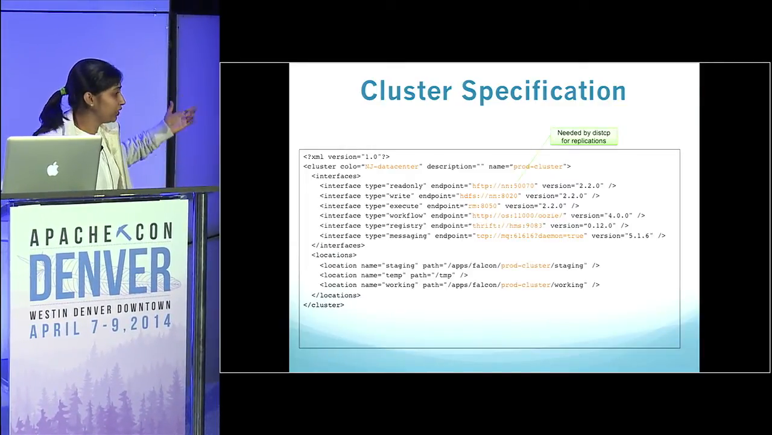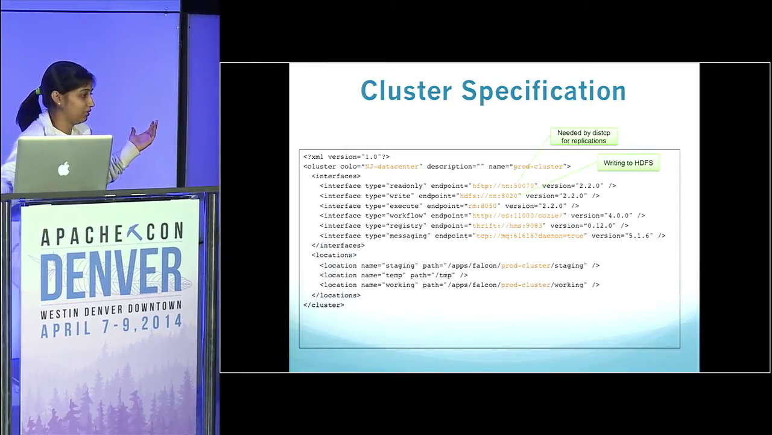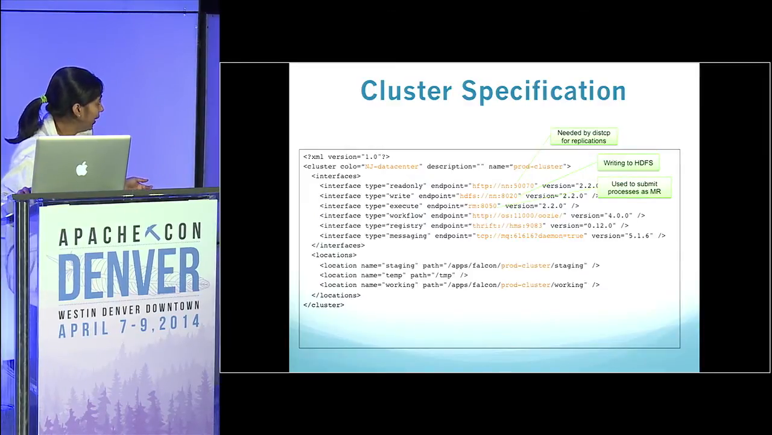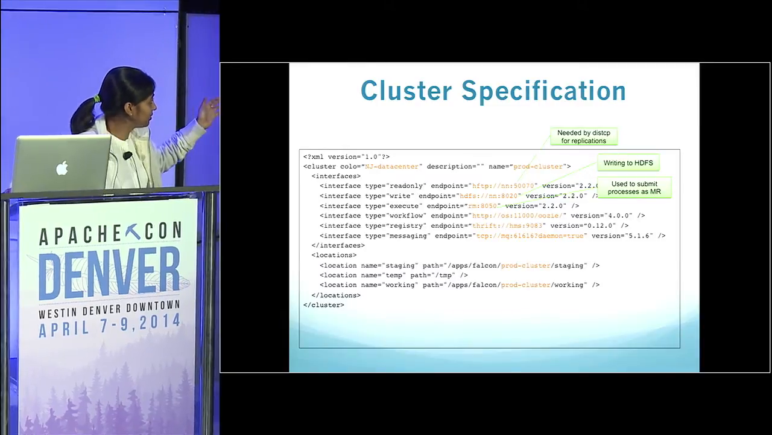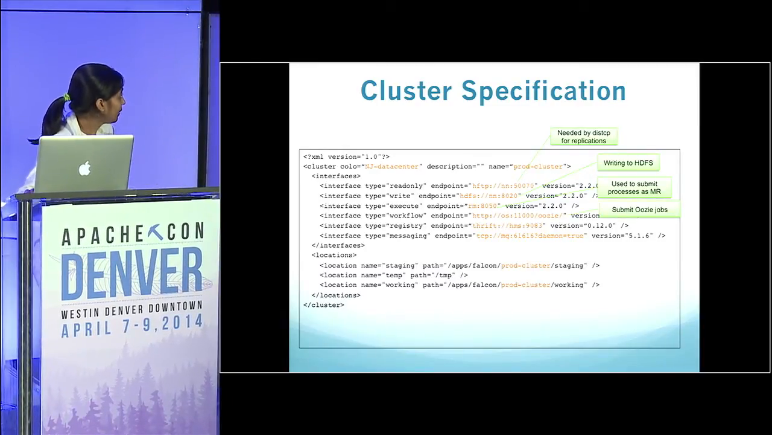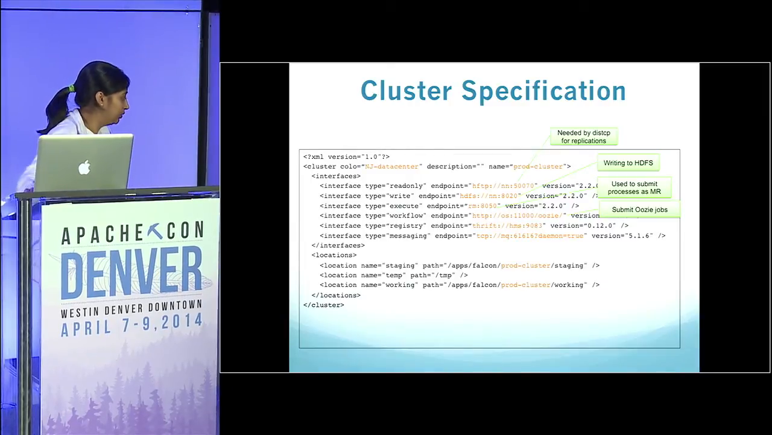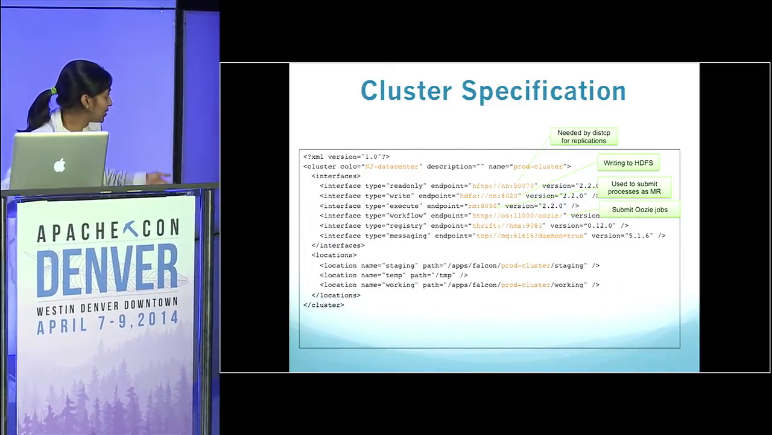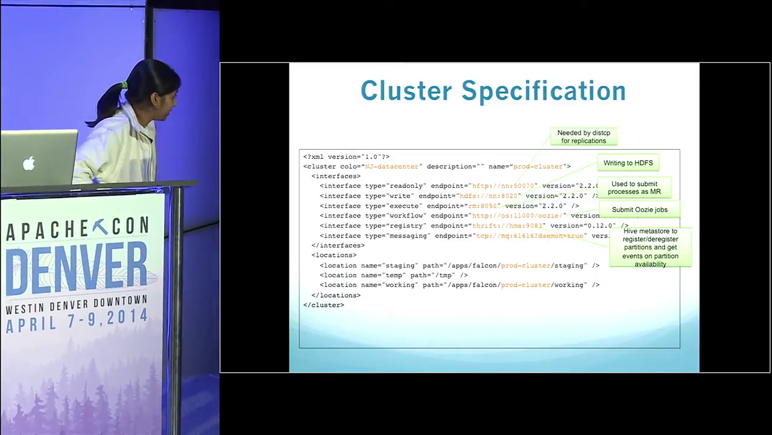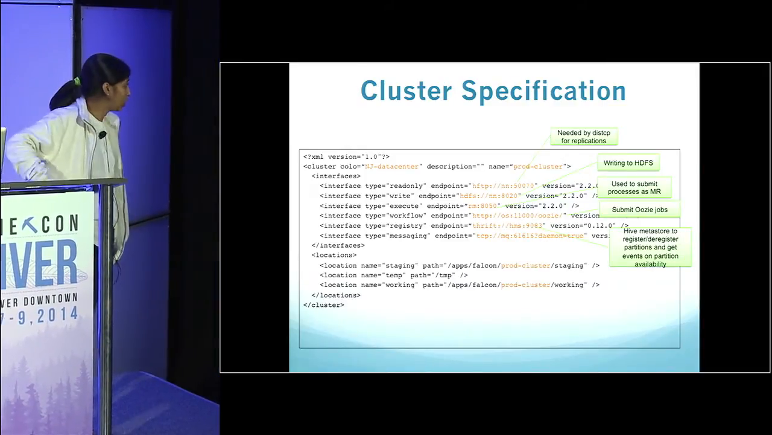So the read endpoint is used for replication. The write endpoint is the DFS endpoint where the data is stored. And the execute endpoint is where the process is launched for execution. The workflow endpoint is the scheduler, which in this case is Oozie. And the registry endpoint is the catalog service, which can be HCatalog.